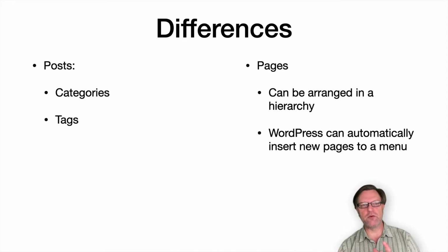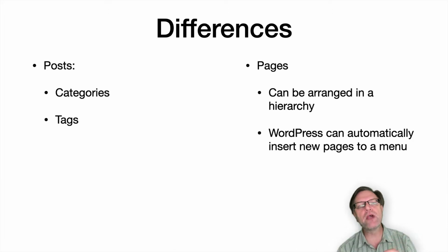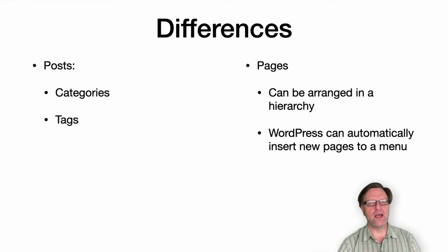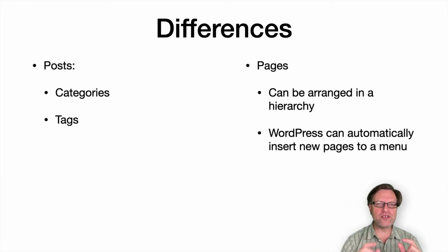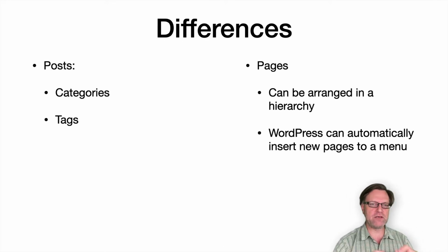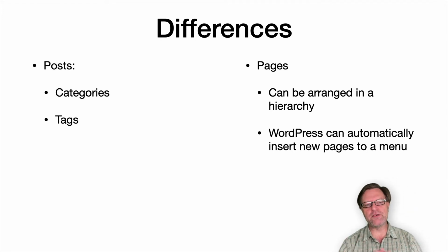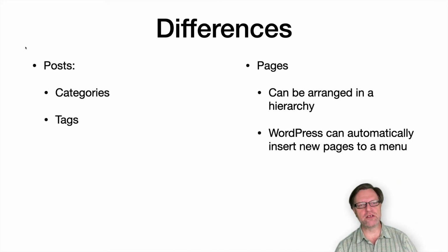Pages, on the other hand, don't have categories nor tags, but they can be arranged in a hierarchy by themselves, so you can add sub-pages to a page. And you also have the possibility to add them automatically to the top level. So that means that if you insert a top level page, then it will show up as a menu item in your menu. So these are the differences, and that gives us a little bit of clues on when to use posts and when to use pages.